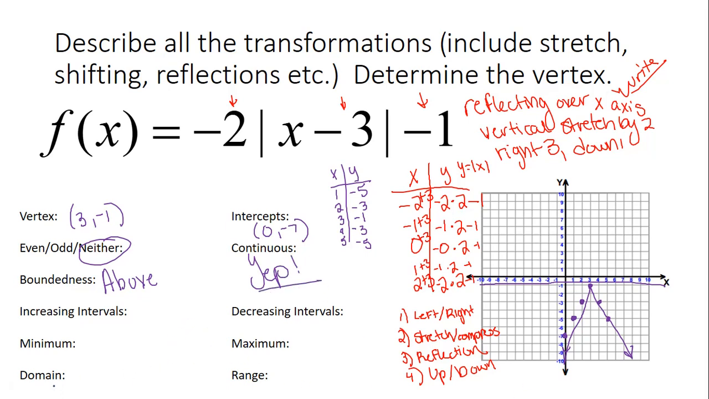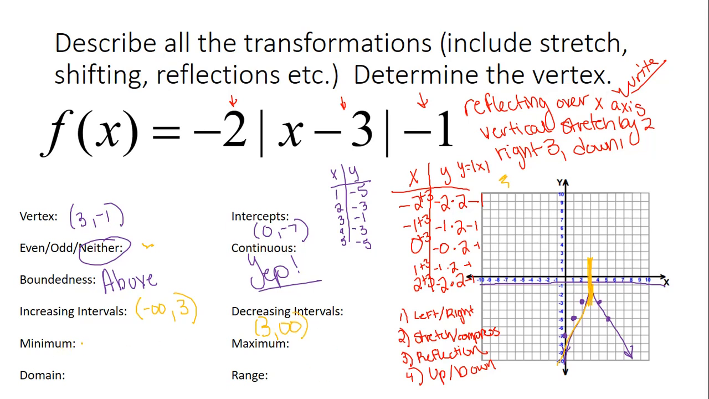Increasing intervals. Remember, that tells you where on my graph the graph, from left to right, is going up, which it looks like from here until I hit right here. Right there is where I stop increasing, which would be from negative infinity to 3. Decreasing, I start right here and then go forever down in the right direction. So 3 to infinity for my decreasing interval.